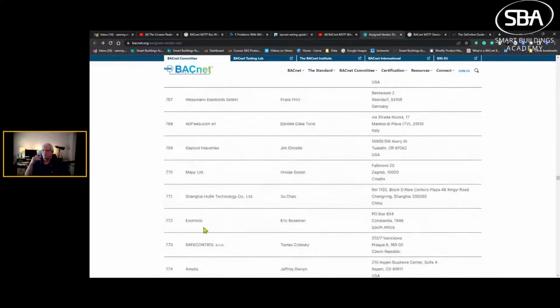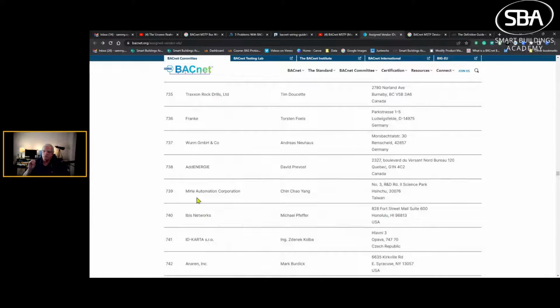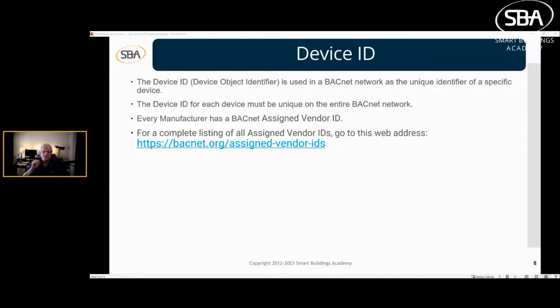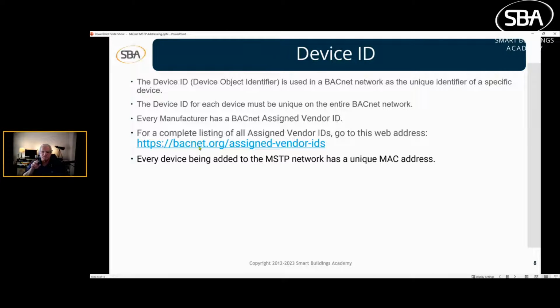So why am I showing you this? If you follow the BACnet standard, you're going to use the unique vendor ID for the brand that you're installing. So here we go. Every device being added to the MSTP network has a unique MAC address. The device ID is derived via a combination of the vendor ID that I just showed you in the list, times 1,000, plus the MAC address. That is the recommended standard.